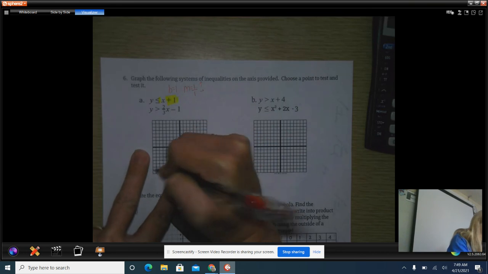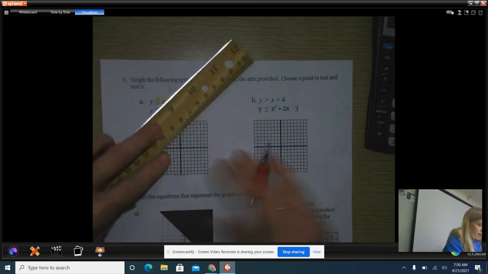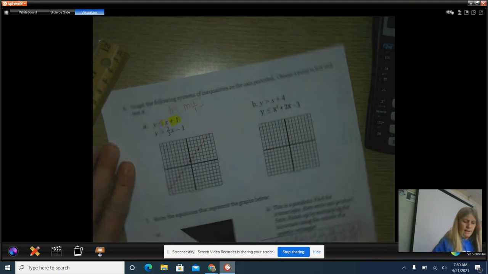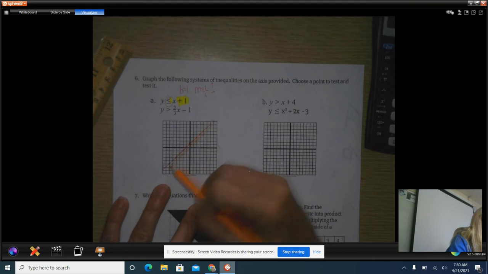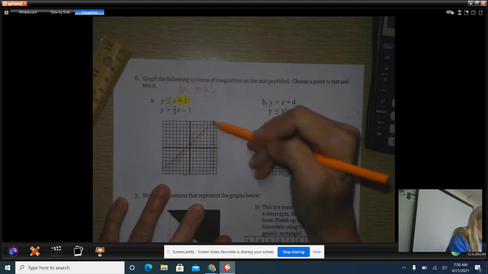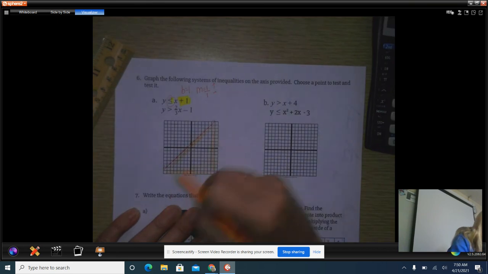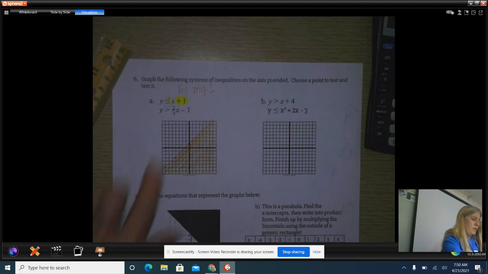I then look at my inequality. It is less than or equal to. So I'm going to draw a solid line, arrows on both ends, and less than tells me I'm going to shade below. So you get 4 points for that part, 1 for your y-intercept, 1 for your slope, 1 for your solid line in the right spot, and 1 for shading below. Okay. Now we're going to go ahead and look at the second one.